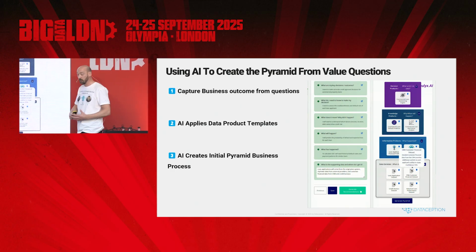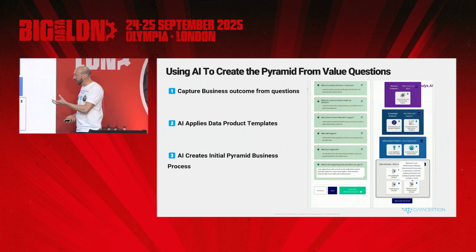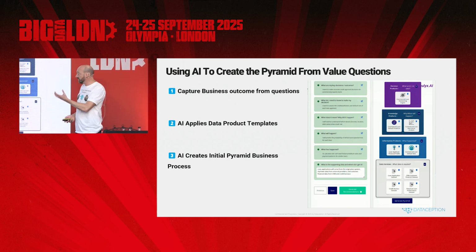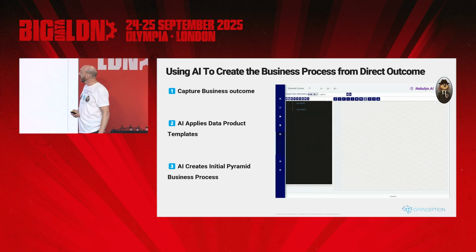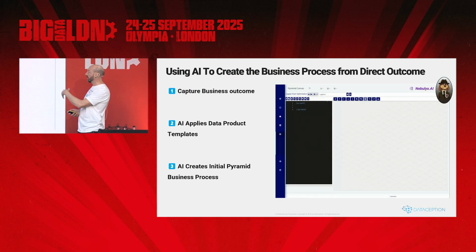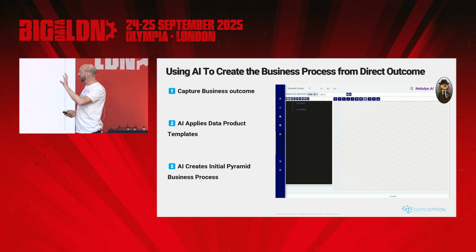So again, this is coming up with the first cut of the process, and the idea is that you get your SMEs to come in and look and go, does this make sense? Is this actually what we need and want to build? Then we turn that into a canvas. This is our Nebulyx.AI platform. We take that pyramid and turn it into a canvas.